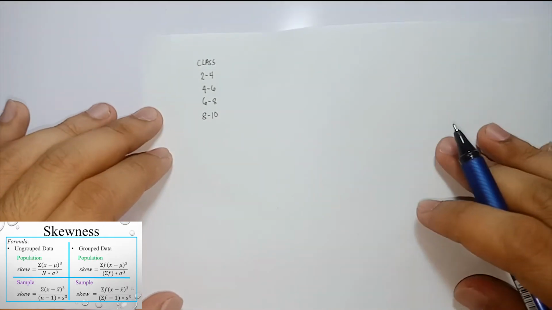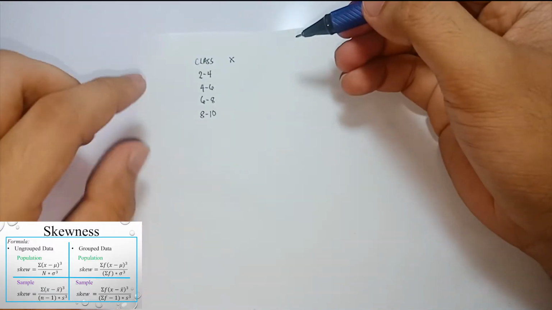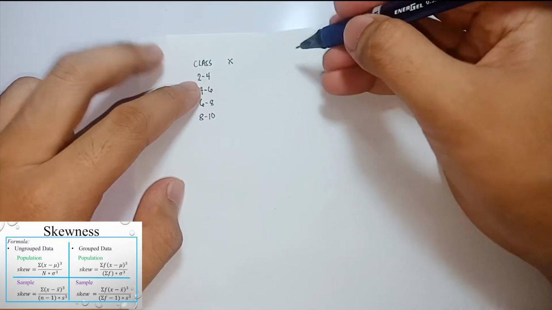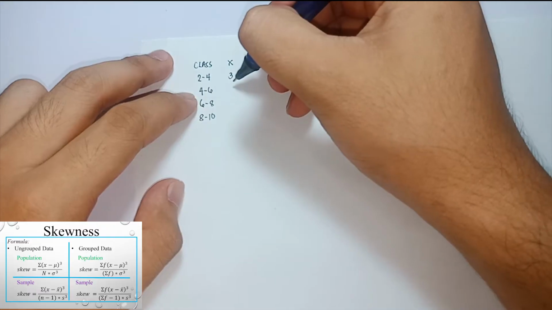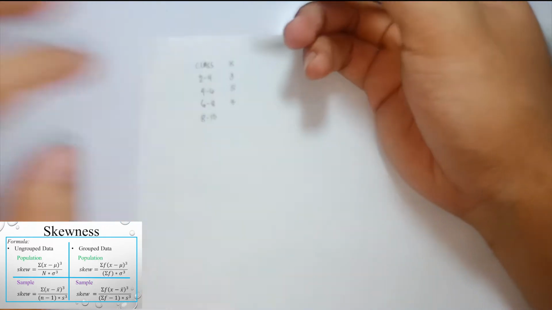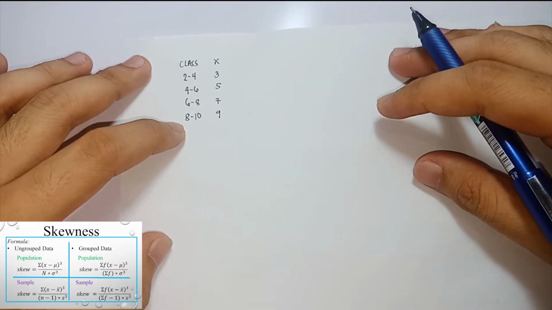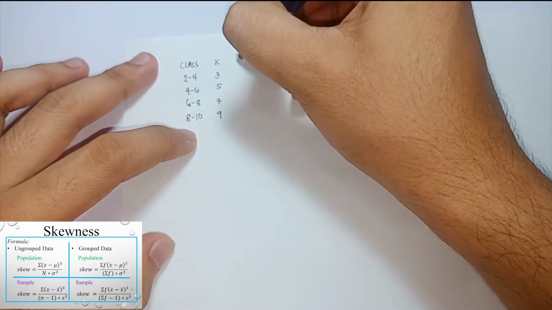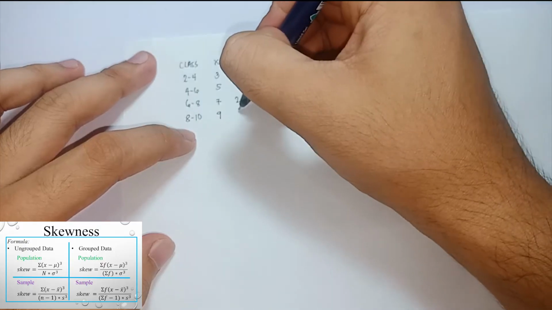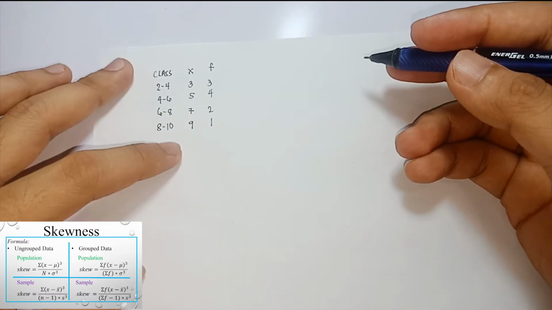Ayan. Ngayon, kailangan natin kuhanin yung x. Ano yung x? Yung average ng 2 and 4. So, ang average ng 2 and 4 is 3. Average ng 4 and 6 is 5. Average ng 6 and 8, 7. And ng 8 and 10 is 9. Alright? So, yan yung ating x. Lagay natin yung frequency natin. Label na lang natin as f. Ano yung frequency natin? 3, 4, 2, and 1. Sensya na medyo lumalabo-labo yung nag-autofocus kasi yung camera natin eh.